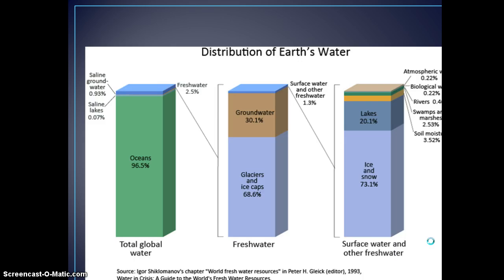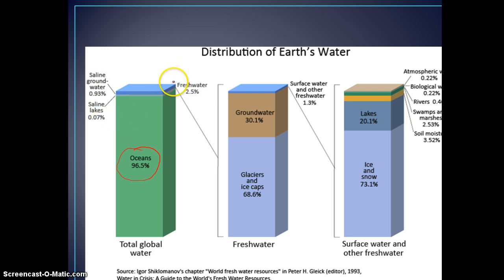Now, let's look at the distribution of Earth's water. We have total global water over here in the first one. Take a look at this. This is pretty amazing. 96.5% is tied up in the oceans. Out of all the water. We have saline lakes, 0.07%, and saline groundwater.